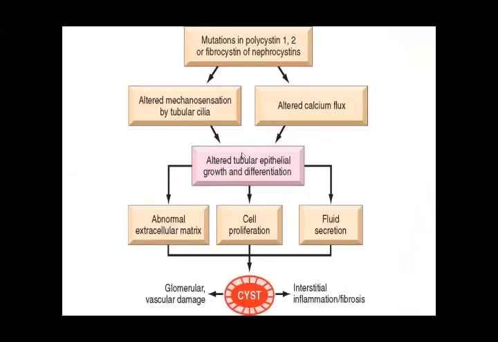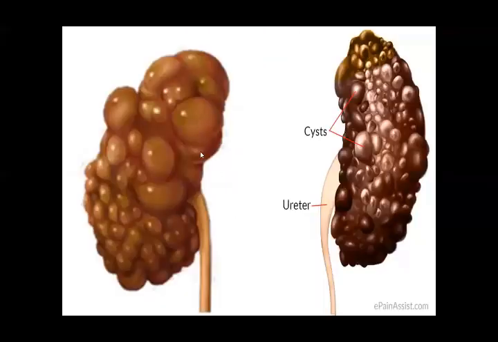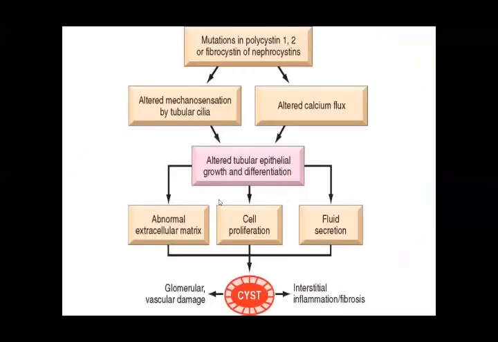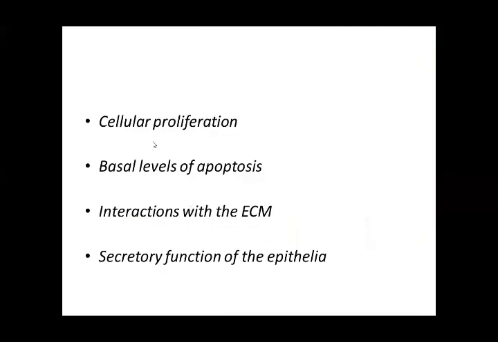In this, there is altered tubular function and differentiation. Because of altered differentiation, you cannot expect normal function from such tubules that have such large cysts. And there is a lot of cell proliferation, decreased cell apoptosis that causes the cyst. So basal level of apoptosis, which means apoptosis has decreased, cell proliferation has increased, and there is interaction with the extracellular matrix. Secretory function of epithelia becomes abnormal.